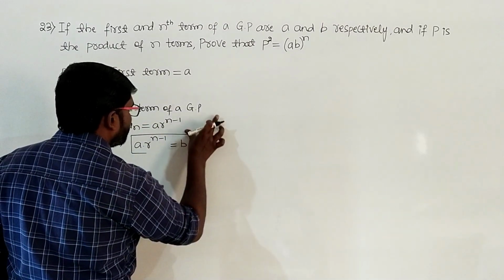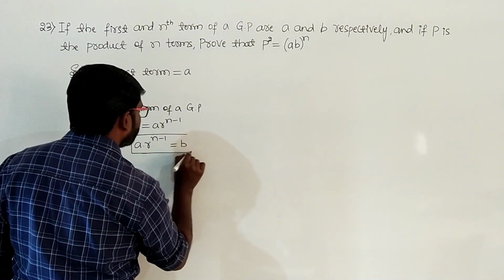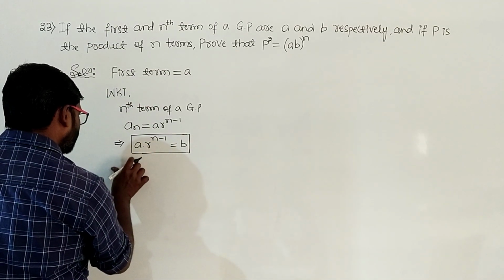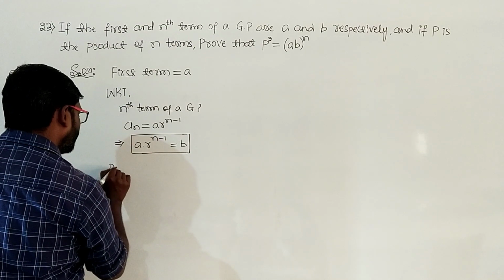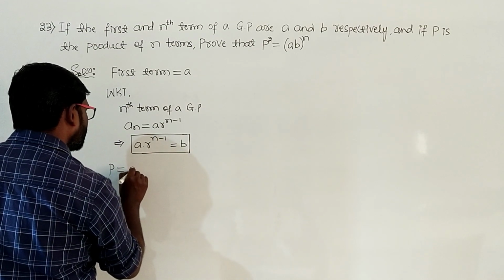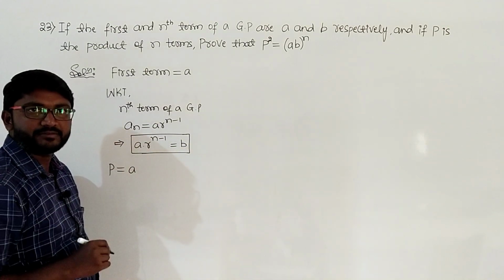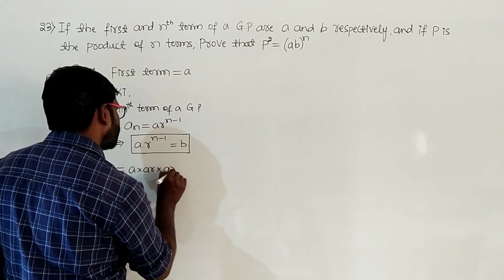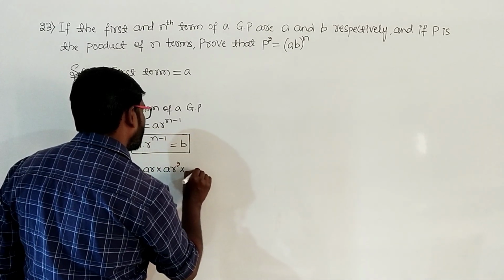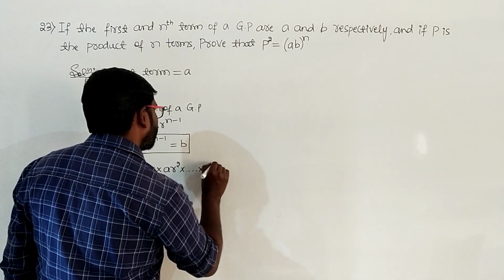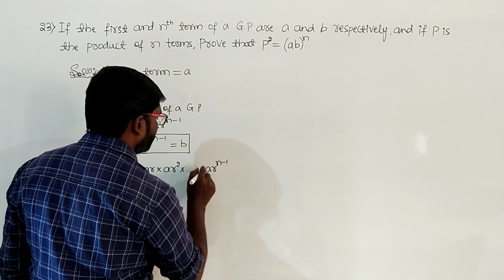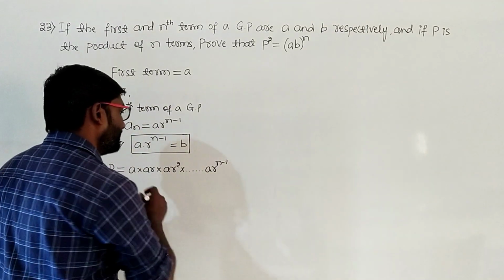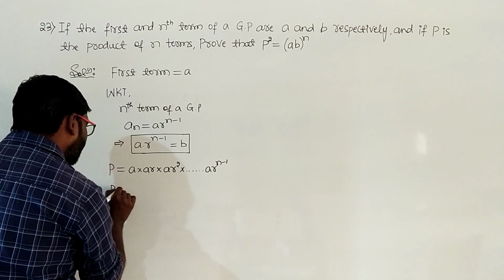And he says P is the product of n terms. So here P is equal to the product of n terms. So consider the n terms of the geometric progression: a into ar into ar square and so on, a into r raised to n minus 1. These are the product of n terms of a GP. So here the terms can be rearranged.